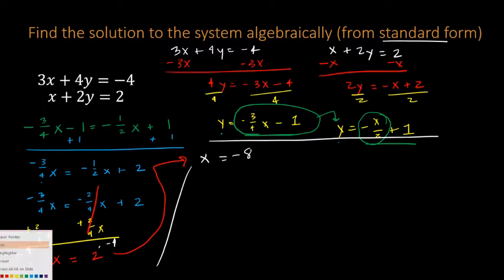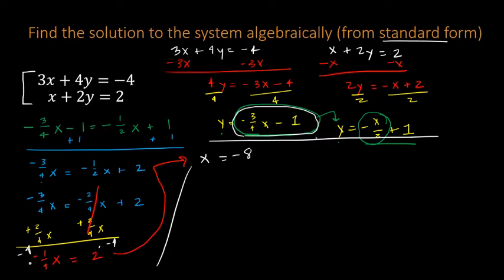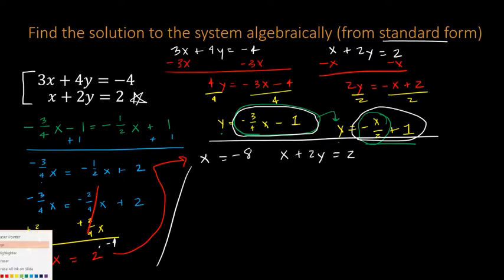Again, it doesn't matter if you pick one of your original equations. It doesn't matter if you rearrange them in slope-intercept form and plug in one of those. In this case, I'm going to choose, again, I always just pick the one that looks the easiest to deal with. So x plus 2y equals 2 looks pretty easy to deal with. So x plus 2y equals 2. We're going to plug in our x value to get y.